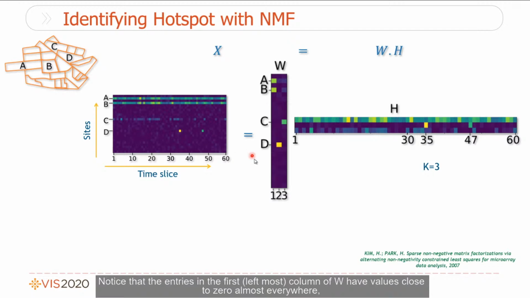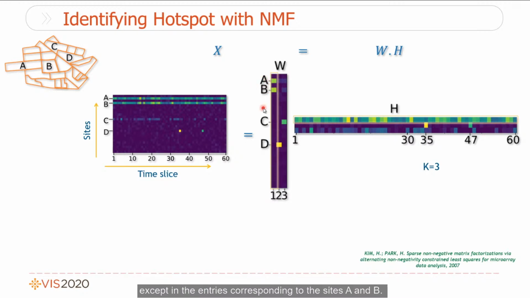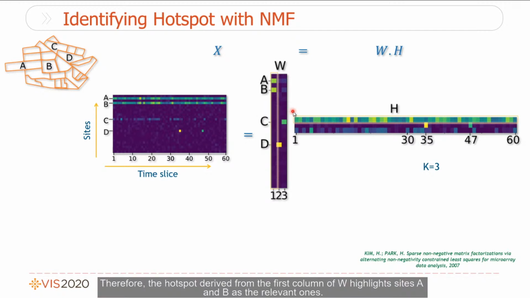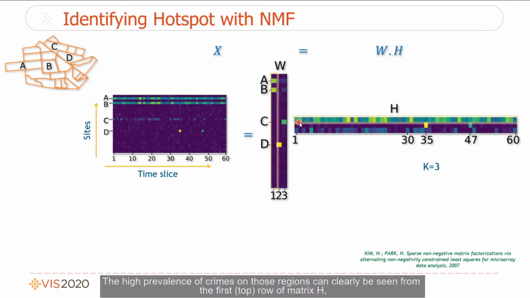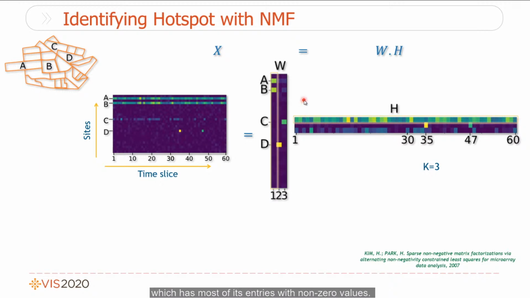Using an NMF decomposition with rank K equal 3, notice that the entries in the first leftmost column of W have values close to 0 almost everywhere, except in the entries corresponding to sites A and B. Therefore, the hotspot derived from the first column of W highlights sites A and B as the relevant ones. The high prevalence of crimes in those regions can clearly be seen from the first top row of matrix H, which has most of its entries with non-zero values.